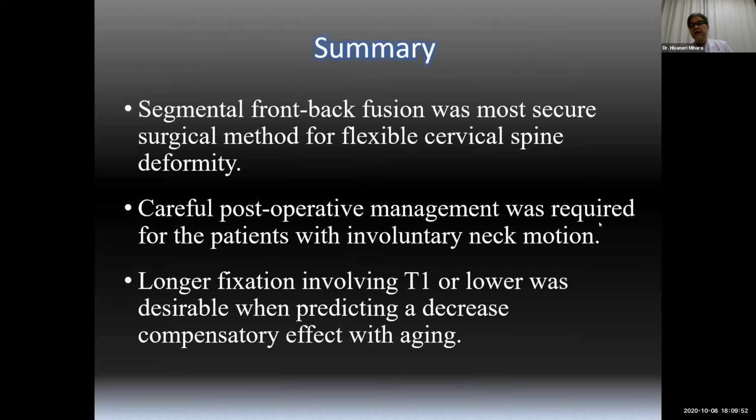So to summarize the experience of this case, segmental front back fusion was the most secure surgical method for flexible cervical spine deformity. We achieved good posture by front back fusion within cervical levels, but careful post-operative management was required for the patient with involuntary neck motion. Longer fixation involving T1 or lower thoracic was desirable when predicting the decreased compensatory effect with aging. Thank you for your attention.